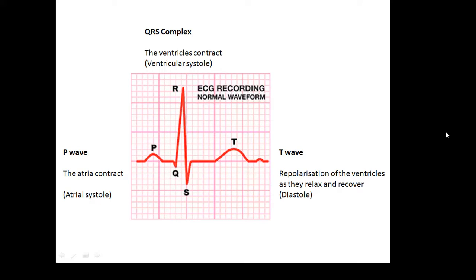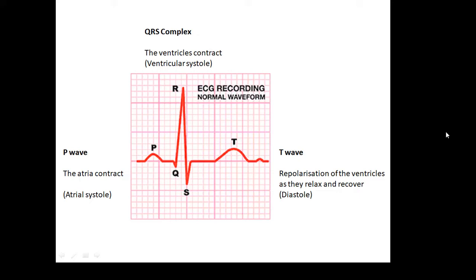The bit in the middle, which is a lot bigger, is called the QRS complex, and that's when the ventricles contract. That is ventricular systole. Remember that the ventricles are a lot bigger, so the signal is going to be a lot bigger. And then lastly, we have the T wave, and that's when the ventricles repolarize. And that is diastole.